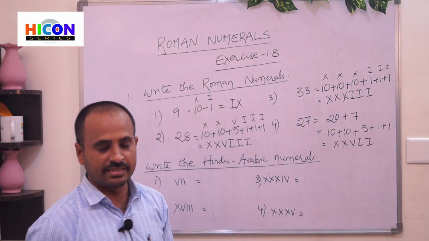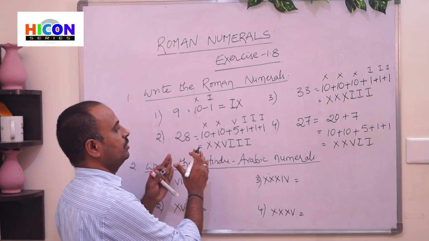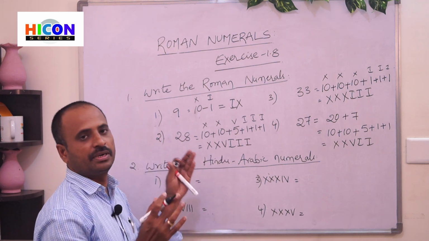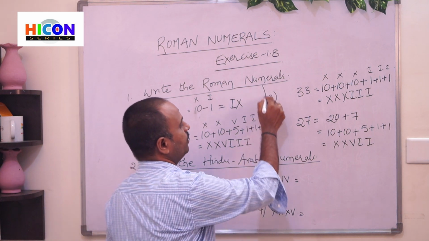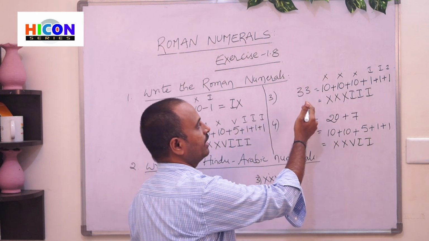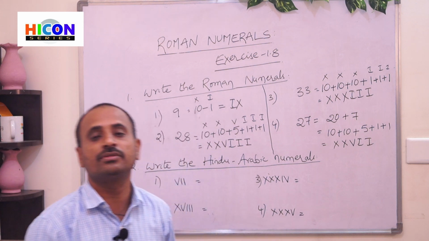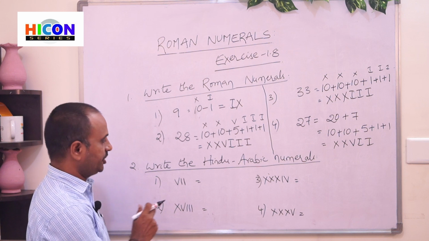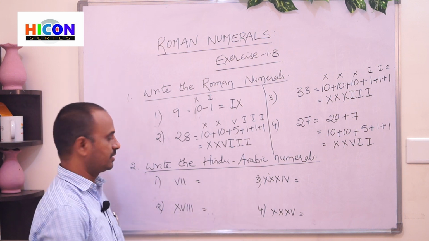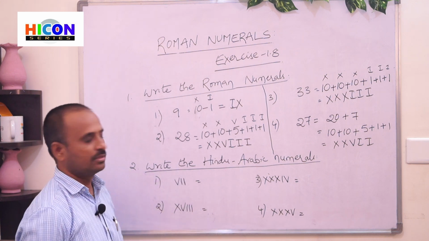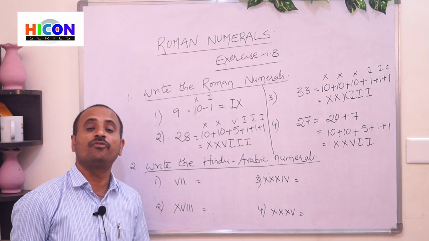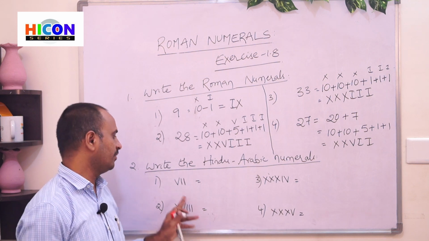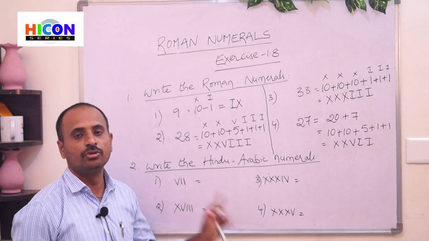So children, this is the way how to convert Hindu Arabic numbers into Roman numbers. First we have to split the given Hindu Arabic numbers into 10s, 5s and 1s, 50s, 100s like that. So children, see the second section: write the Hindu Arabic numerals for the given Roman numerals. We have to follow the 4 rules we have already discussed in the previous while converting the Roman numerals into Hindu Arabic system.